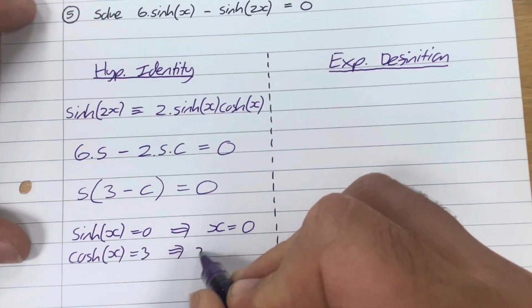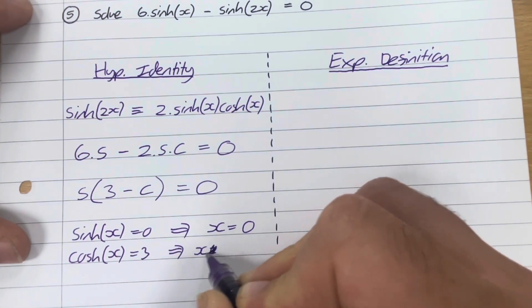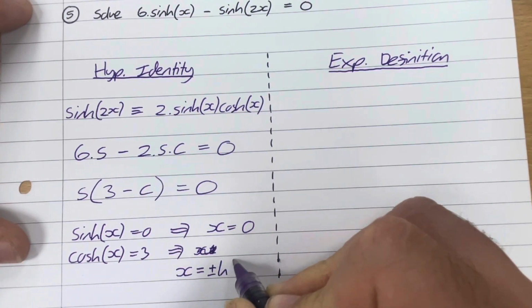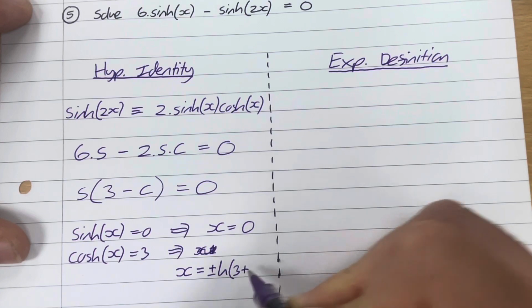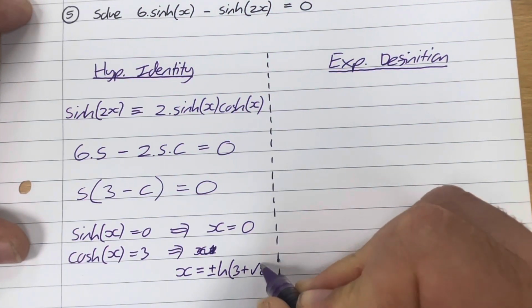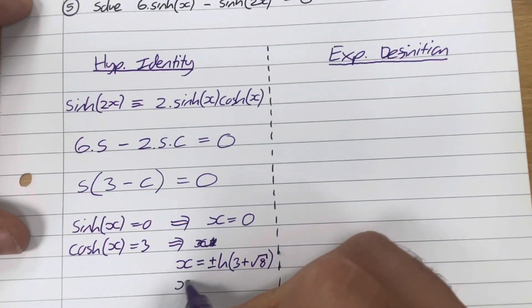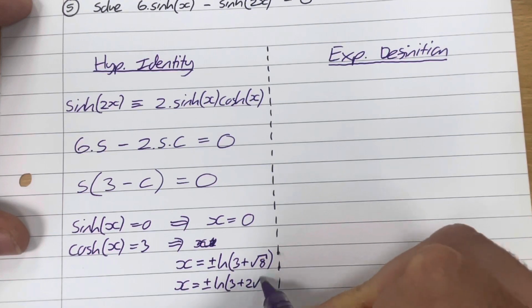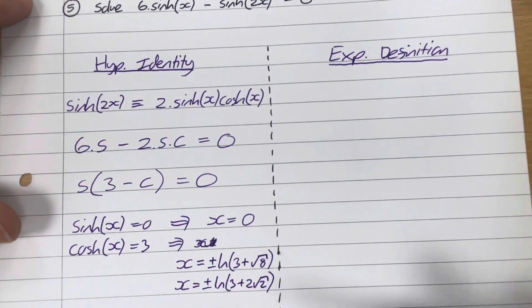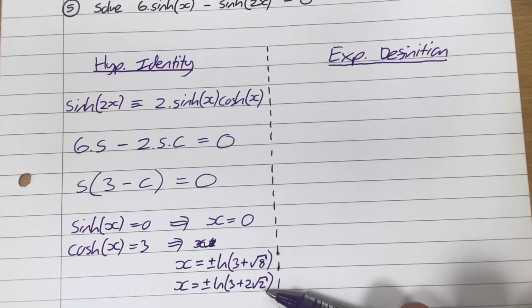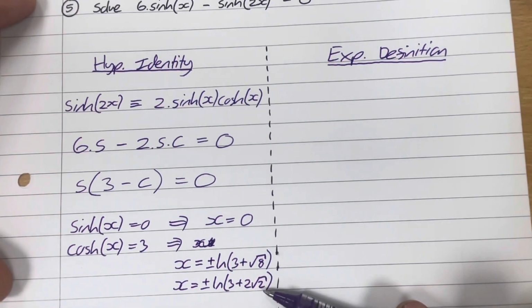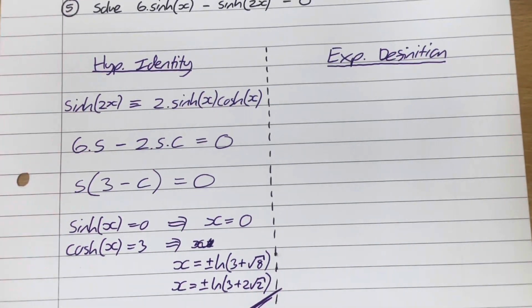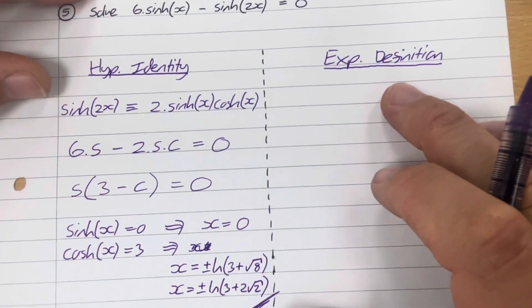And for this one, we are going to use the logarithmic definition for our cosh. So x is going to equal plus or minus the natural log of 3 plus the square root of 3 squared minus 1, which is root 8. Which I'm actually then going to write as x is plus or minus the natural log of 3 plus 2 root 2. Okay, so we've got 3 solutions. We've got x is 0, x is the natural log of 3 plus 2 root 2, and x is the negative natural log of 3 plus 2 root 2. Okay, there's 3 solutions there. All right, exponential definition. It's a different method.